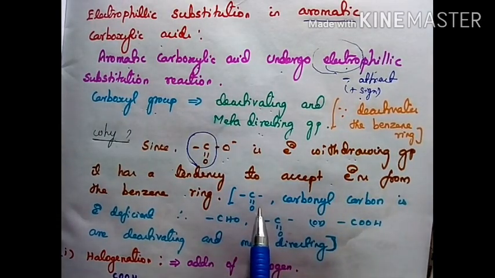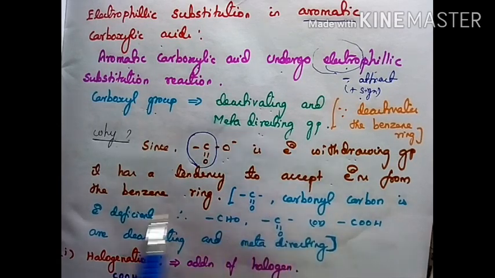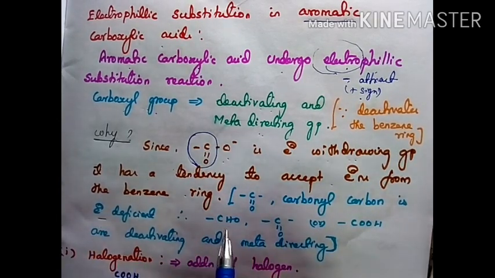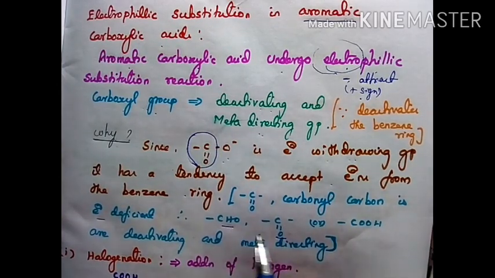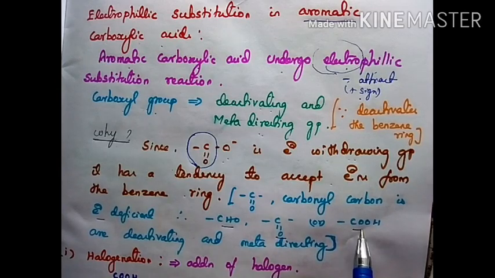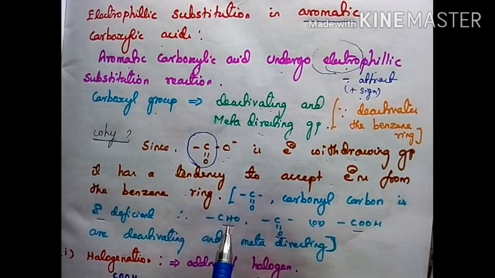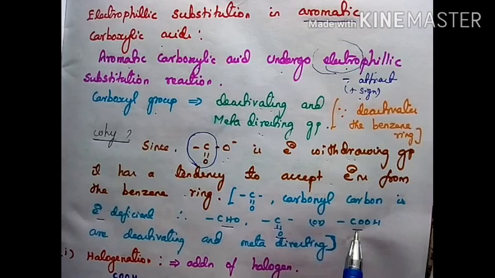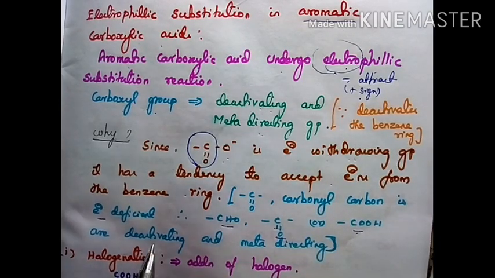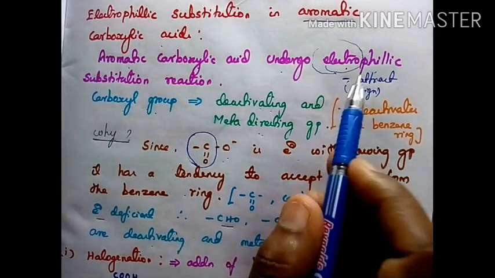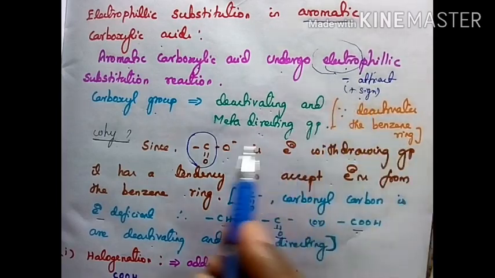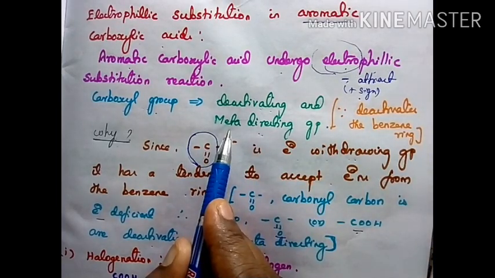Therefore, the carbonyl compounds: where is the carbonyl group present? The carbonyl group is electron deficient. It is present in the carbonyl group of aldehydes, ketones, and acids also. So, if any aldehyde, ketone, or carboxyl group is directly attached to the benzene ring, it is a deactivating group and it is always meta-directing. Then the electrophile goes to which position? Meta position.